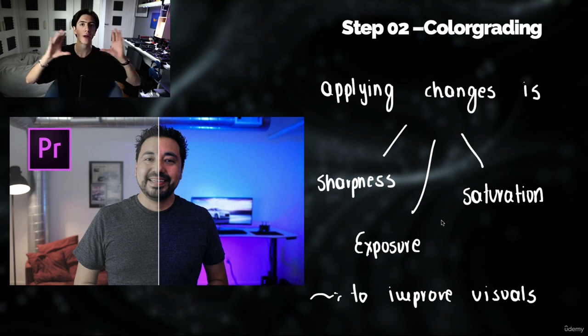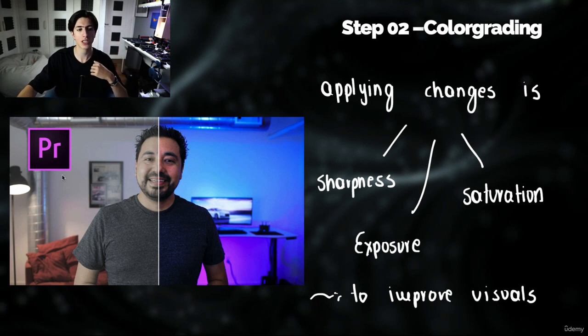Now, color grading is a broader term in which we discuss basically applying changes in the sharpness, the exposure, and the saturation of your video. In each one of those three categories, sharpness, exposure, and saturation, you can further dig into subcategories to change more about these parameters. For example, exposure is further subdivided into highlights and shadows. Saturation is also further subdivided into vibrancy. So pretty much we change all these parameters to improve our visuals.